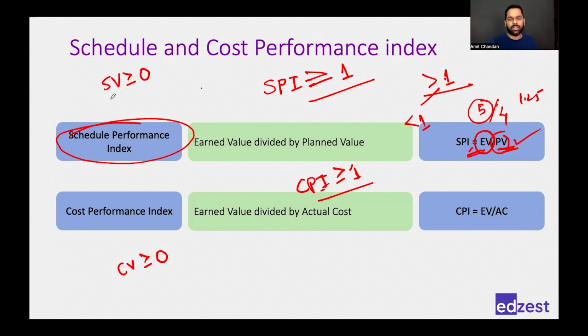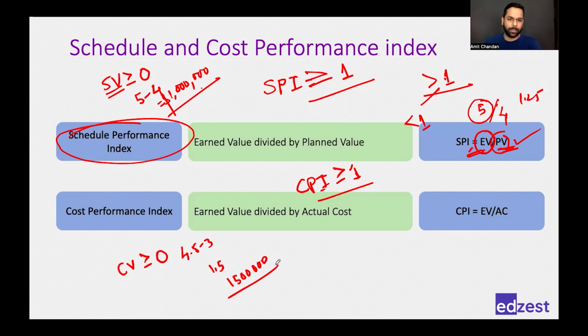If you talk about schedule variance, you'll be subtracting 5 minus 4, which means $1 million. Right? So you will see huge numbers. If you calculate cost variance, let's say 4.5 minus 3, which means $1.5 million, such huge numbers you will see. Either it will be positive or negative, but it will always be huge numbers.